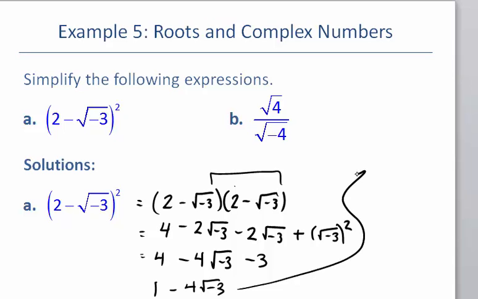All right, let me come up here a little bit so I've got a little more room to work. Now, I can't do much with the square root of negative 3, but I can rewrite that square root of negative 3 as a negative 1 times a positive 3. And then remember that that square root of negative 1 becomes an i. And so my final answer is going to look like 1 minus 4i on the square root of 3.